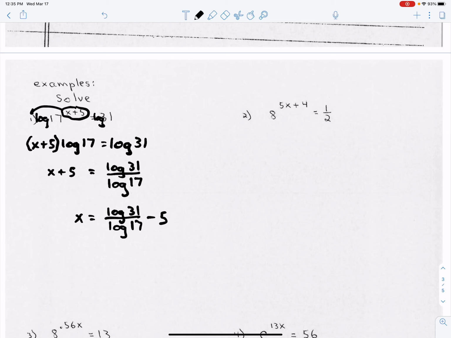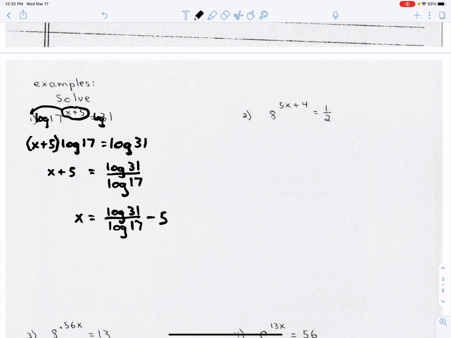Okay, and then at that point you'd use your calculator and just finish it off, if you're required to use the calculator. All right, in class we'll go through the calculator.